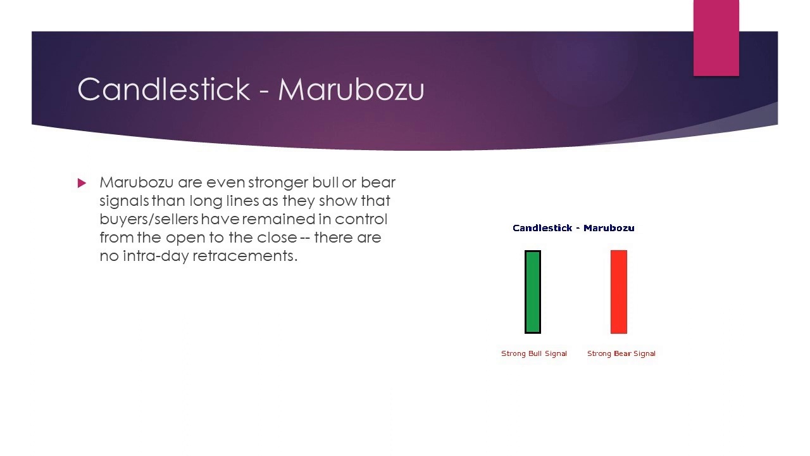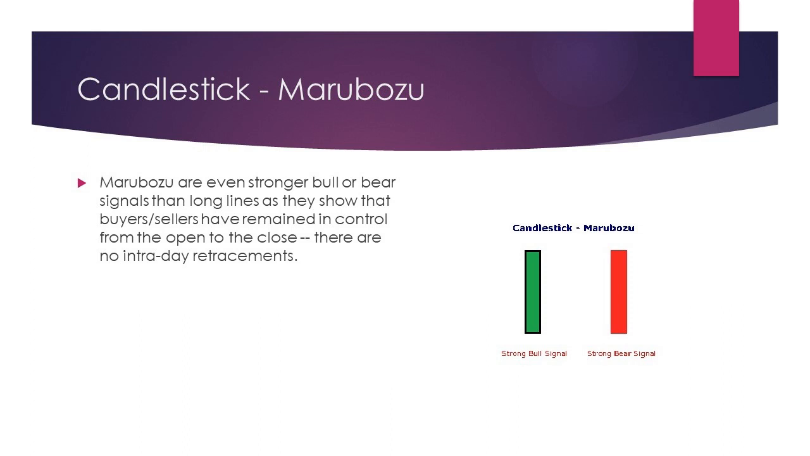Bullish Marubozu. A bullish Marubozu is characterized by a long green or white body with little to no upper or lower shadow. It indicates that buying pressure was dominant throughout the entire trading session, and the price closed at or near the high of the period. This suggests strong bullish momentum.